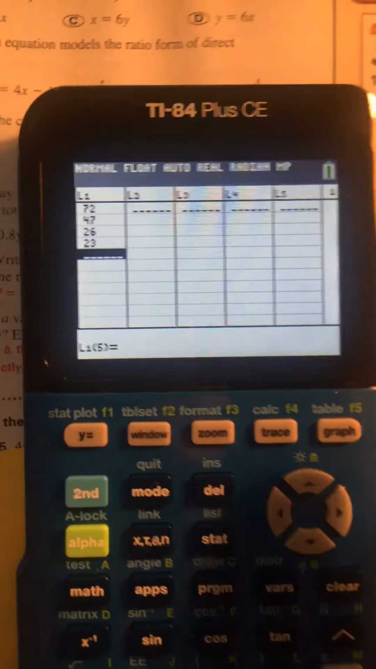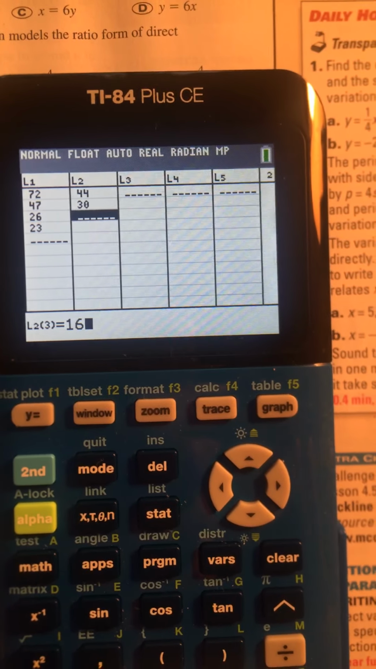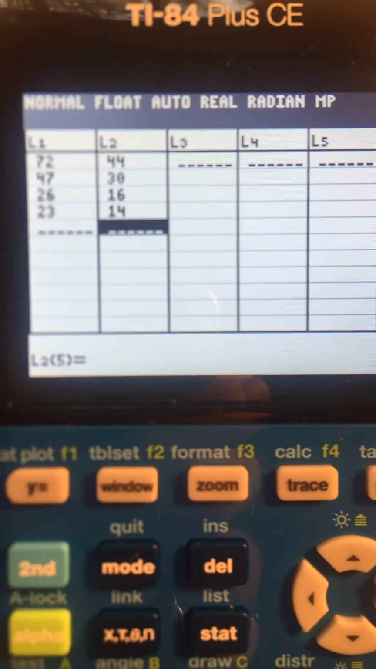Okay, now I'm going to arrow over to this one, and it's 44, 30, 16, 14. So those are the points I want to put on my graph.